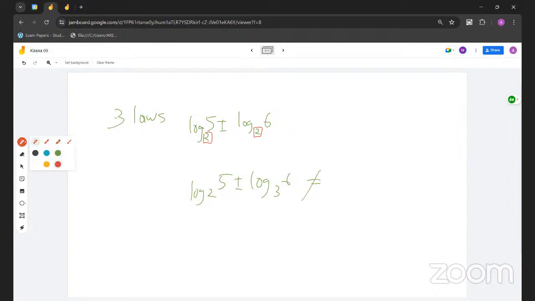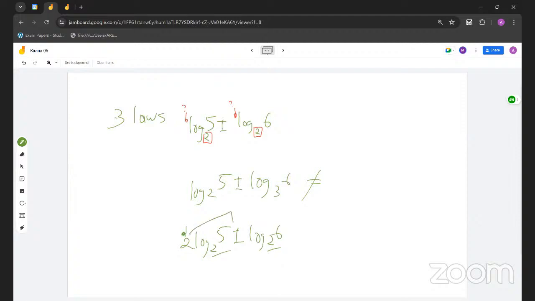Secondly, there is nothing here in front. Nothing, right? If there is something here, it also doesn't work. So for example, 2 times log base 2 of 5 plus or minus log base 2 of 6. The base is the same, but there is a problem here. Fortunately, this problem is super easy to solve. Do you know how to solve it? No. Just use the power law.